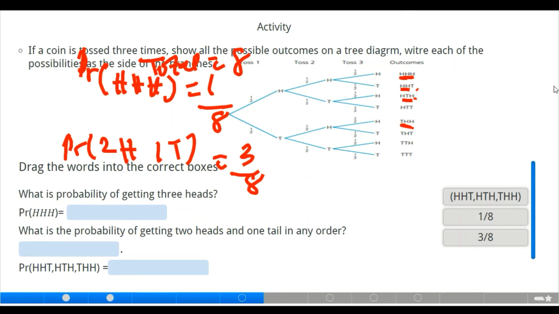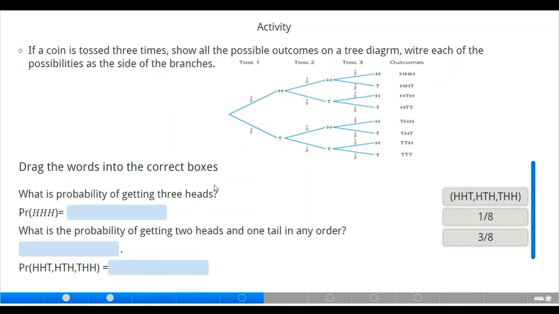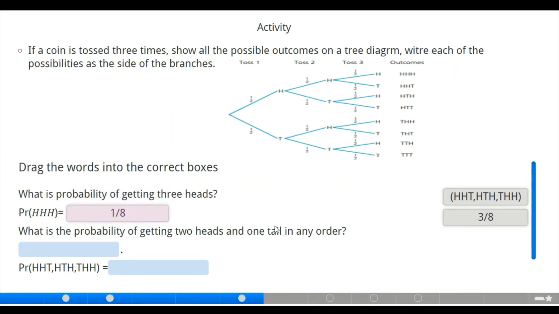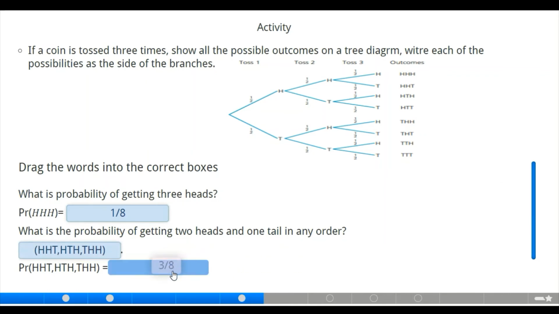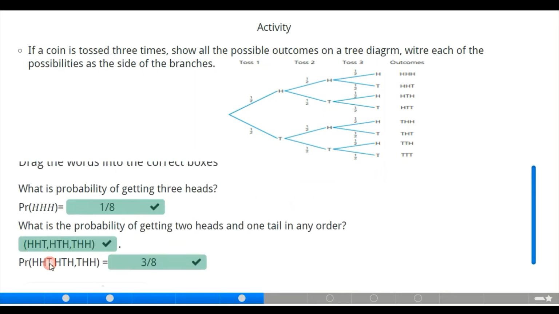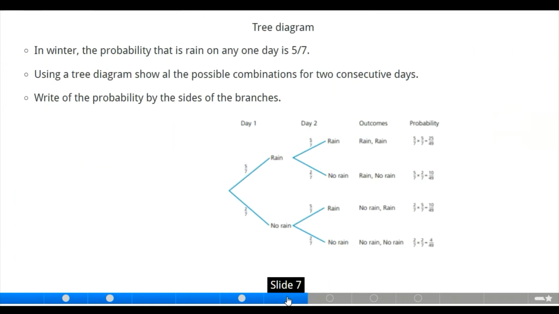So let's quickly write the right answer in the boxes. Probability of 3 heads is 1 over 8. Okay. The probability of 2 heads, 1 tail, that is HHT, HTH, and THH, so we have it to be 3 over 8. Let's check our arrangement and let's see what we have. Okay. Right. Now let's look at this next tree diagram that we have here.